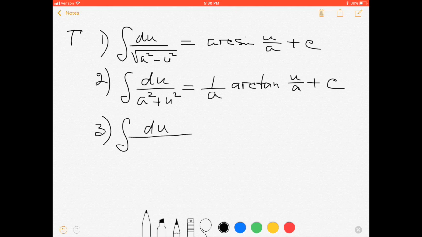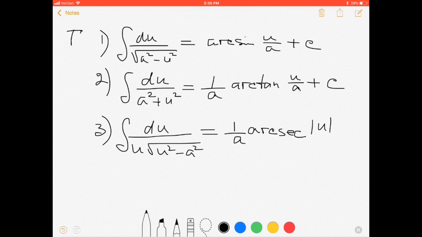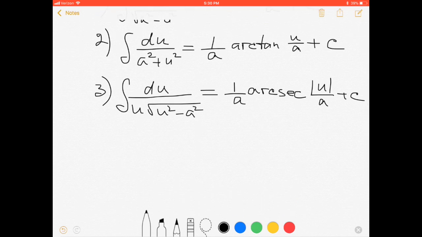du over u times the square root of u squared minus a squared equals 1 over a arcsecant of the absolute value of u over a plus c. Remember, please, in all these situations a is a constant.